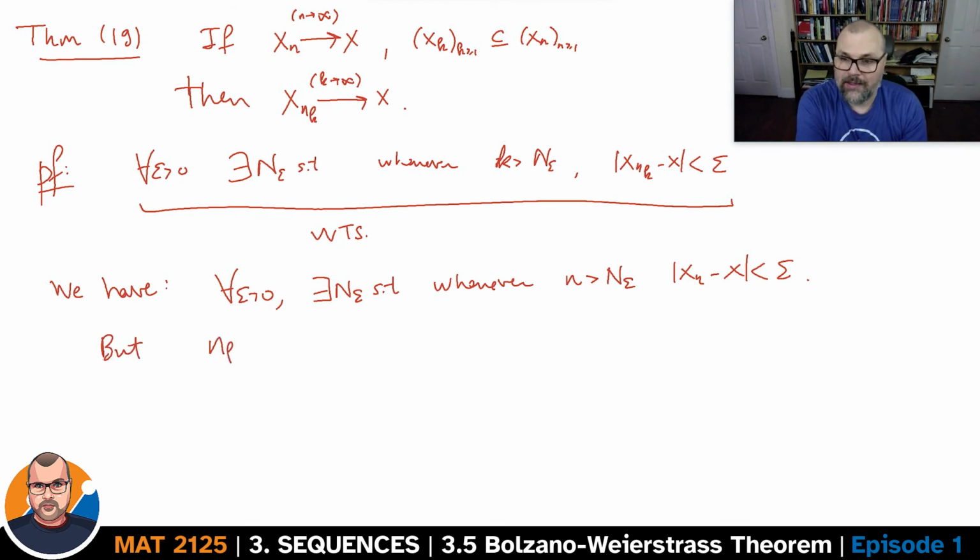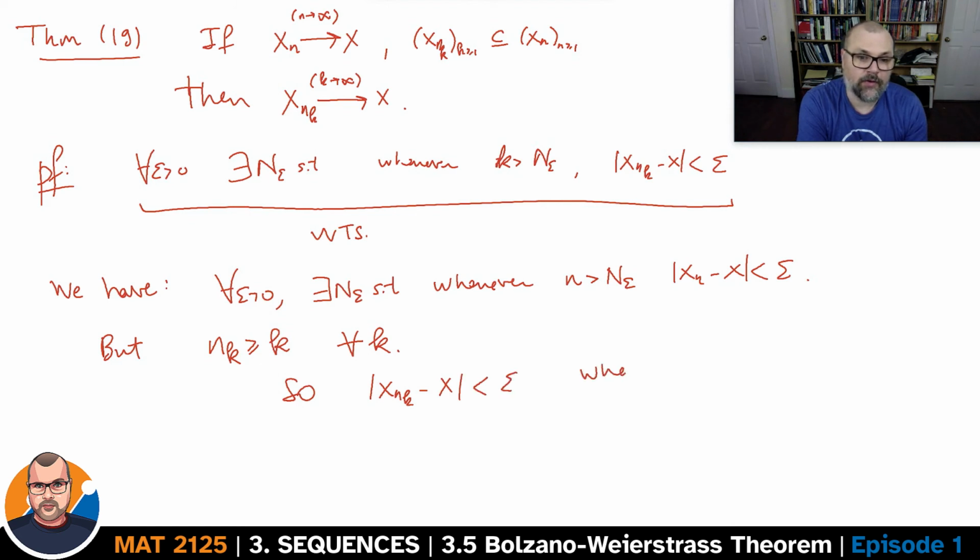But nk is greater than or equal to k for every k. That's because xnk, I wrote xk above here, but I really wanted to write nk here. So nk is greater than or equal to k for every k because xnk is a subsequence of xn. It's one of the properties of the subsequence. So in particular, |xnk minus x| will be smaller than epsilon whenever nk is greater than n epsilon. So, well, that's true. That's given from the definition here. I just replaced n by nk throughout.